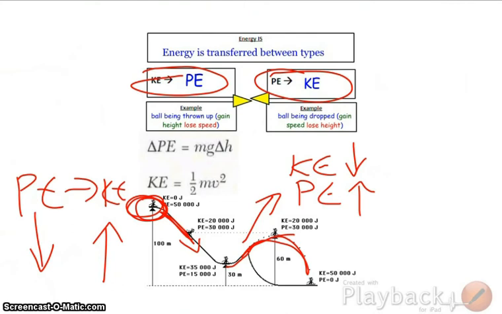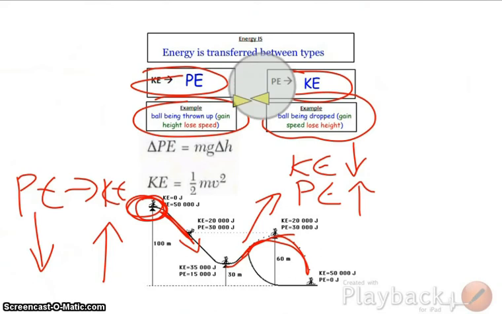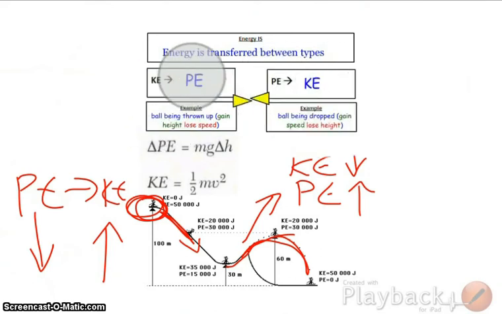But its potential energy increases because it's going up. So kinetic became potential. So if you think about a ball being thrown in the air, it gains height, so it gains potential, but it loses speed, so it loses kinetic. So kinetic becomes potential. And if that same ball is being dropped, it gains speed as it goes down. So it gains kinetic, but it loses potential because it loses height. So energy becomes transferred, not created or destroyed, just something else.